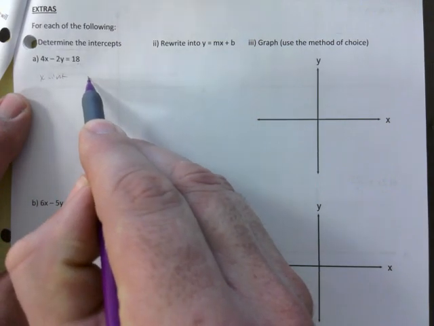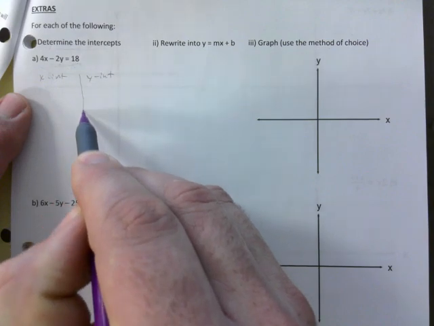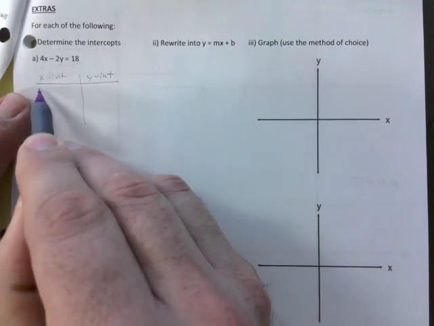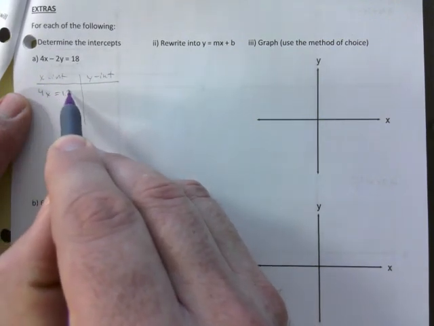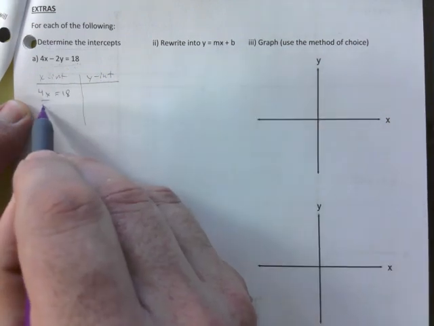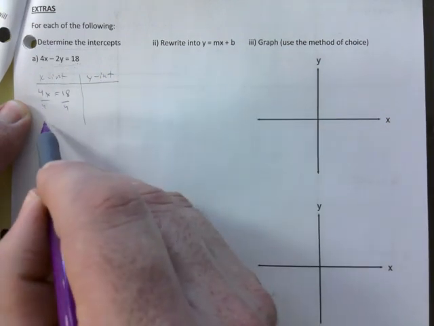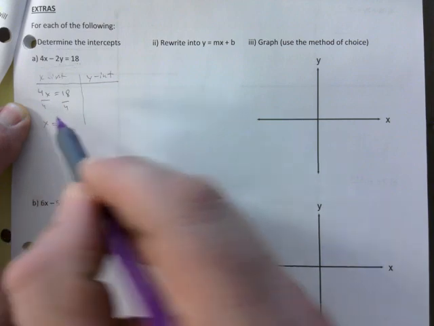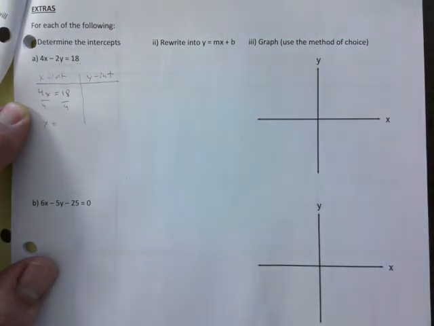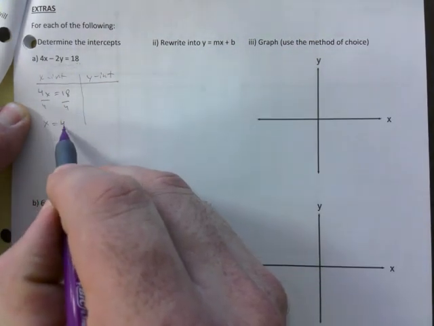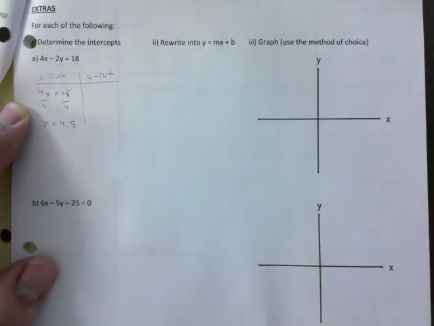X-intercept, y-intercept. This is how I do it. So this is basically 4x is equal to 18. You divide both sides by 4. And that's 4.5, right? And is this the right question?